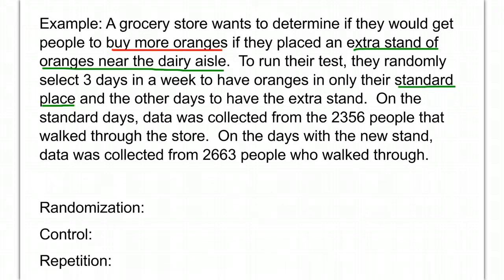Let's start with the middle one down here, control. There is some sort of comparison being done. The main thing that we're trying to measure here is how many oranges people are going to buy, and we want to know if the extra stand near the dairy aisle is helping. The control is something to compare this extra stand to, and it says 3 days a week they're going to have only their standard place where they sell oranges. So they're going to pick 3 days in a week and compare those 3 days from the standard place to the days where they have the extra stand. So the standard place, let's go ahead and add that in here, would be our control.